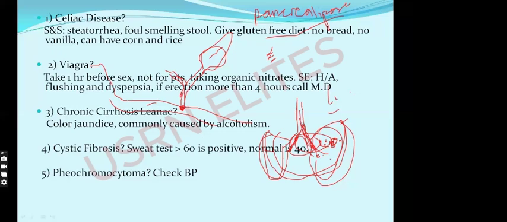Then with pheochromocytoma, this one I want someone to tell me something about it. What do you remember about pheochromocytoma? Then we look at our questions.